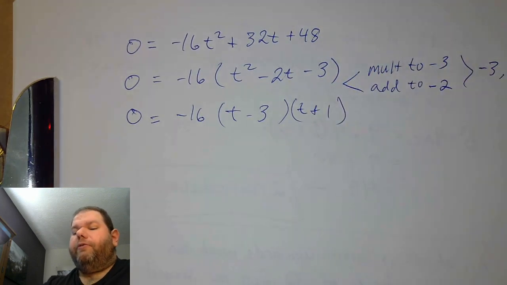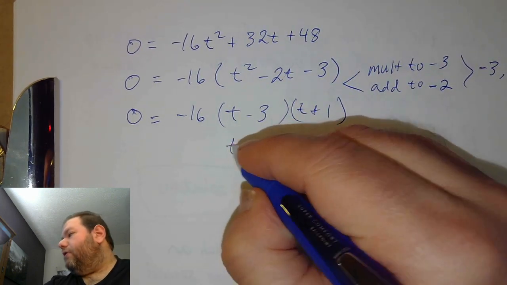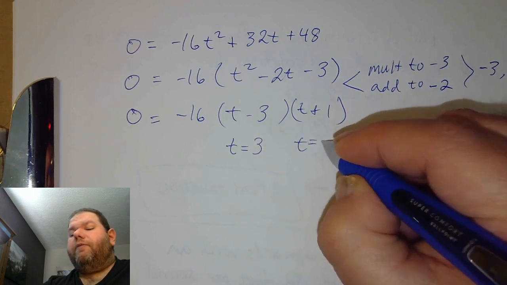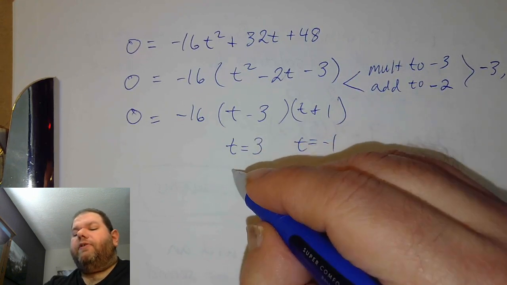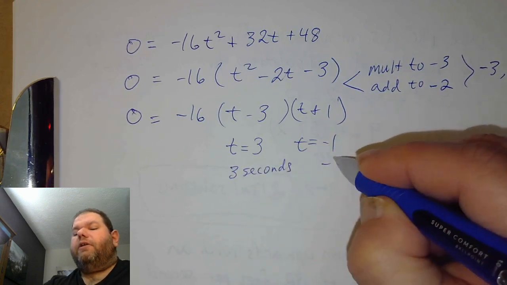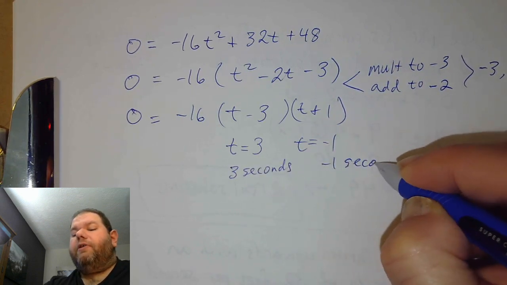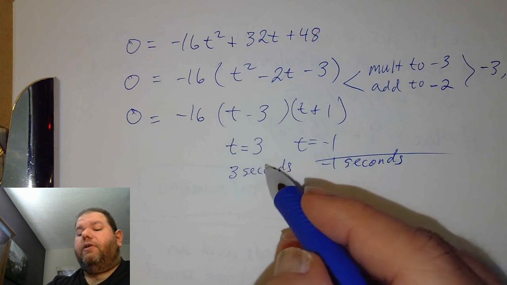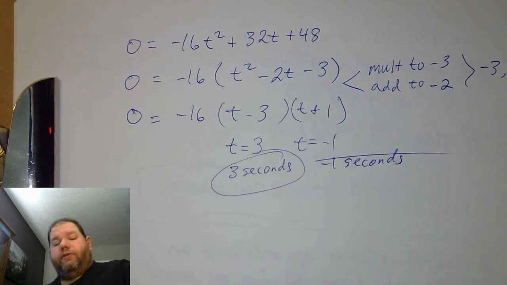So we end up with two solutions when we factor this, which is t equals 3, t equals negative 1. So the question is, does it take 3 seconds, or does it take negative 1 seconds to hit the ground? And it just doesn't make sense to say something takes negative seconds to hit the ground. So our answer is 3 seconds.